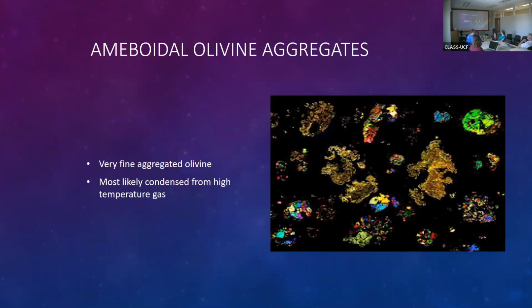Next, this is also a part of chondrites. The amoeboidal olivine aggregates, which are just very fine aggregate olivine that condensed from high temperature gas. And that's what they look like.